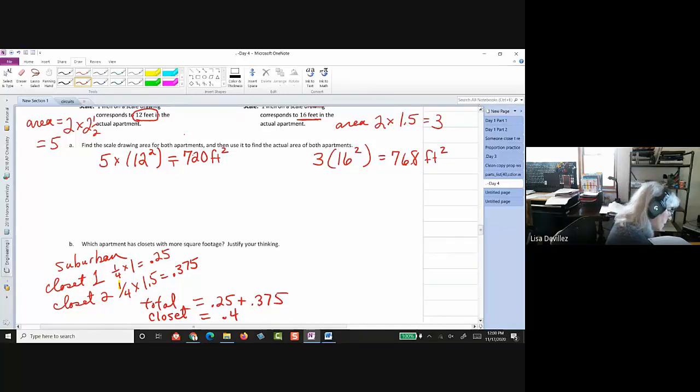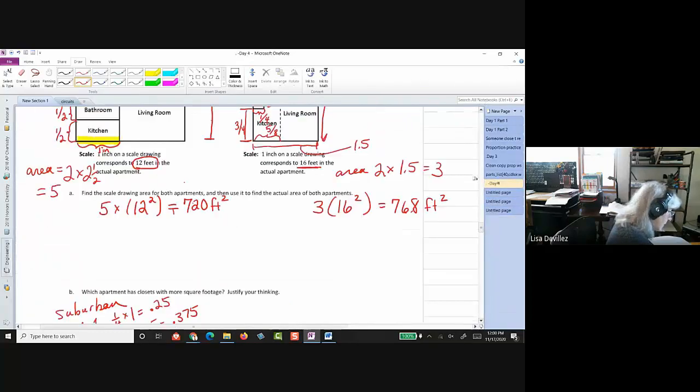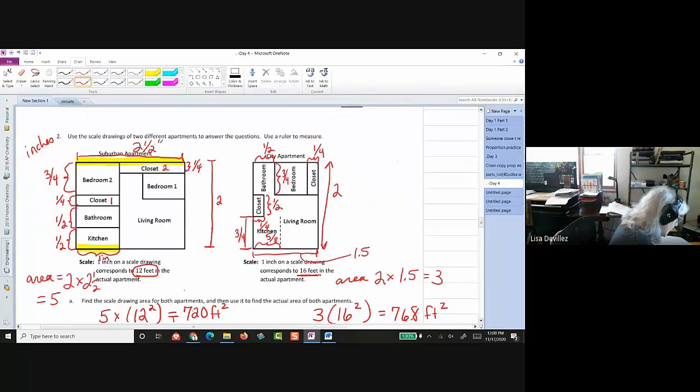Okay. And, oh, I did it again. Hang on. There we go. All right, so here, this one has 2 closets as well. So I want you to figure out what's the total closet area in the city apartment.